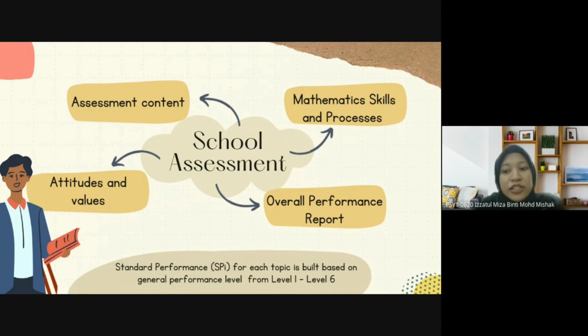And teachers need to assess the pupils holistically based on the standard performance or SPI. As we know, SPI is built for each topic based on general performance from different levels, from level 1 to level 6. Okay, that's for the assessment content. Next, we will go to the mathematics skills and processes.